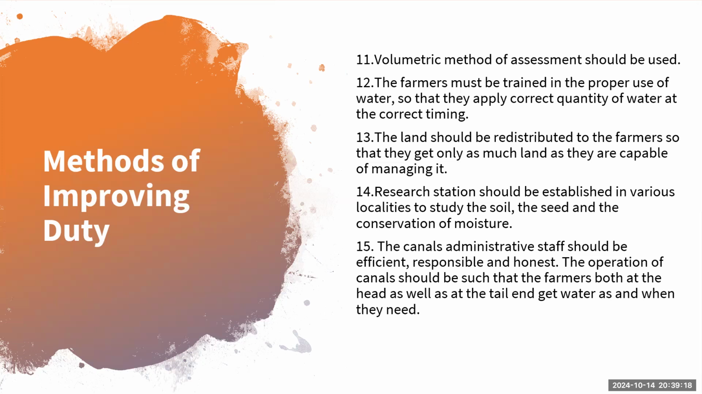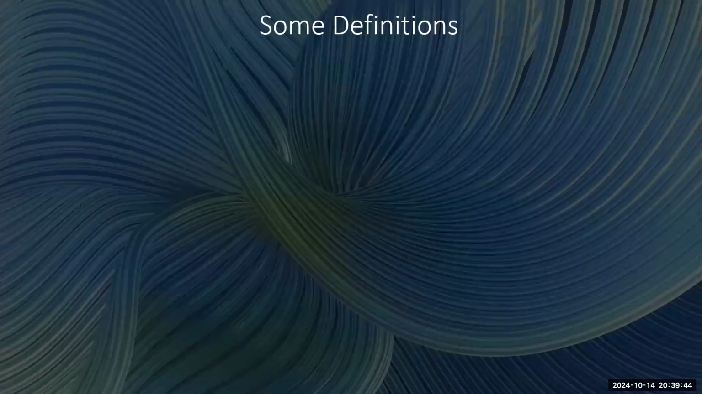The operation of the canal should be such that farmers both at the head as well as at the tail end get water as and when they need it. So in the command area, every farmer should get water. That depends on the regulation of water from the canal, which is done by the administrative staff of the canal. So they must be efficient, responsible, and honest.